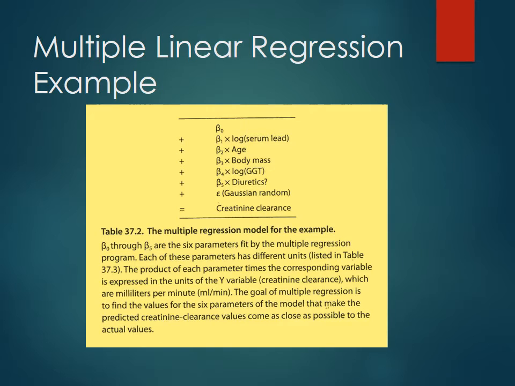So here, they were basically using the term beta, or the figure beta, in order to reference these different parameters they're going to be looking at. And so you can see they're looking at the serum lead concentration, using the log of that. Notice they're using age, body mass, using GGT. Had the patients ever been exposed to a diuretic? And so when you're looking at that, what do you notice about the units between those different parameters?